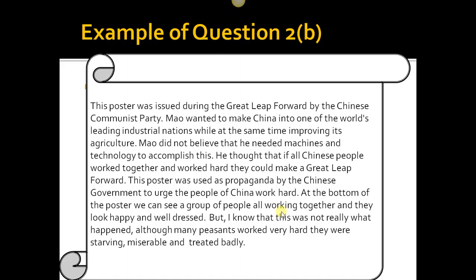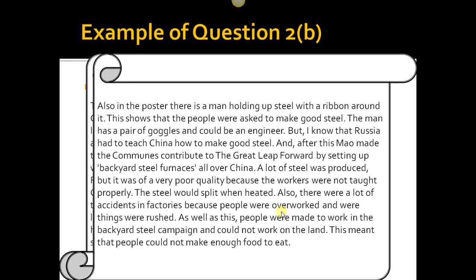At the bottom of the poster, we can see a group of people all working together, and they look happy and well dressed. But I know that this was not really what happened. Although many peasants worked very hard, they were starving, miserable, and treated badly. Boy, were they treated badly. And also, in the poster, there is a man holding up steel with a ribbon around it.